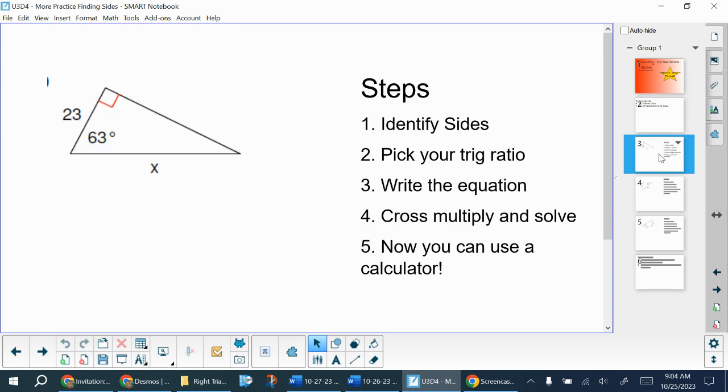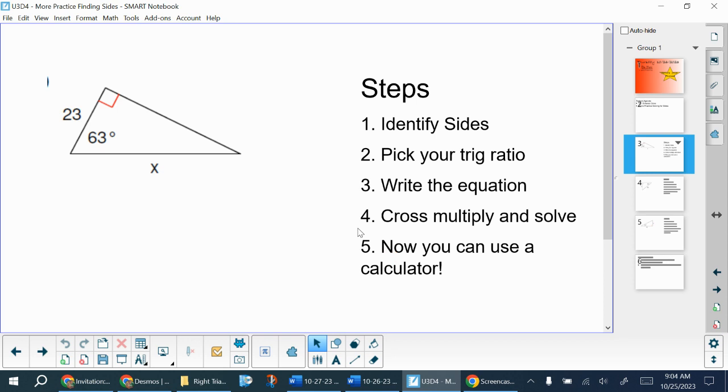So we'll go ahead and start with this one. I've just got 3 of these. Remember, these are the same steps I talked about yesterday: identifying the sides, picking out our trig ratio, and writing the equation. 2 and 3 kind of go together for most of you. And then when we do these, we're going to cross multiply and solve, right? We're solving for a side. We're using the normal sine, cosine, tangent this time. And only after we solve do we get to touch our calculator.